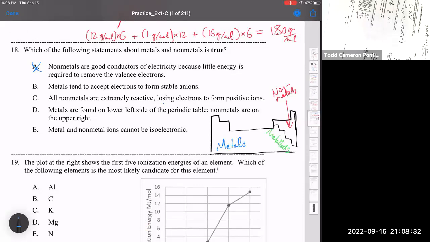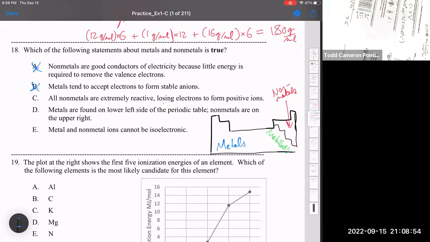B, metals tend to accept electrons to form stable anions. Nope. Metals have fewer valence electrons. They tend to lose electrons to form cations. You will never, ever see a negatively charged metal in this class. They will only be neutral or positive.